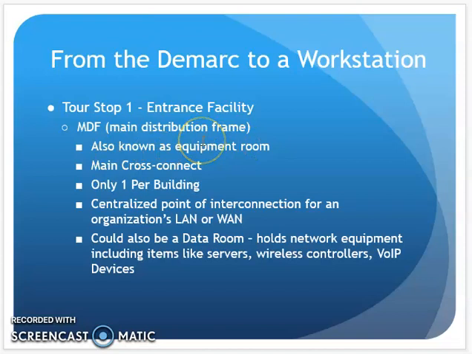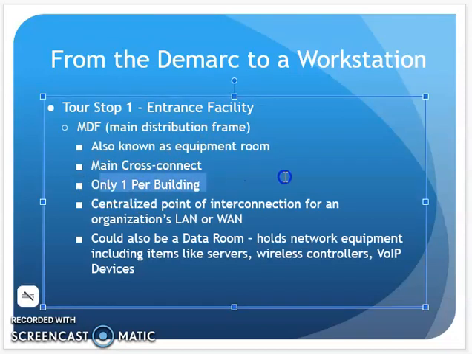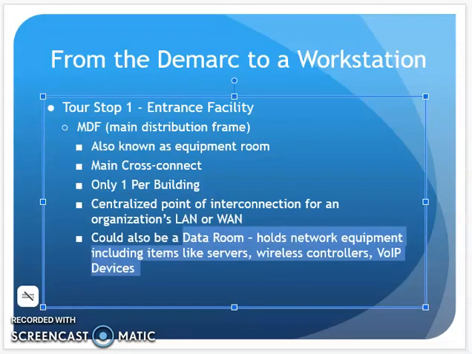Second stop on the tour is the MDF, the main distribution frame. That's your main closet. That is really the main closet of the building. That usually will have a lot of your devices. It might even have some servers, your firewall, your router, that sort of thing. The main devices connecting your network. There's typically only one per building, and this typically, as we show here, holds all the main pieces of equipment.